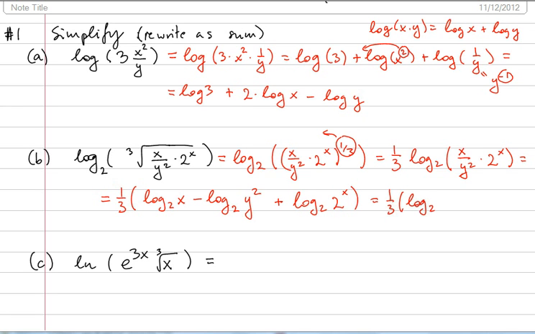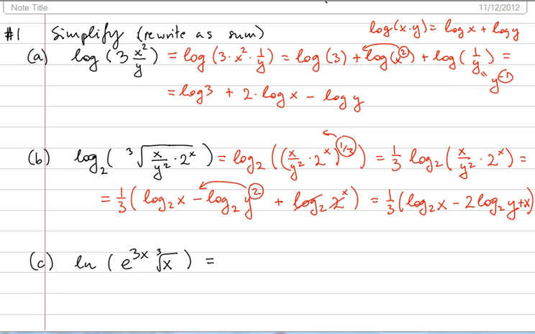So log base 2 of x. The next one, I can take this exponent of y squared and take it out, so minus 2 log base 2 of y. And for the last one, I see that log base 2 and 2 to the x are inverse functions of each other, so they cancel each other out, and what I'm left with is plus x. And that's the final answer.